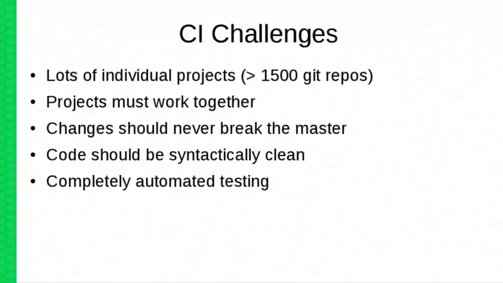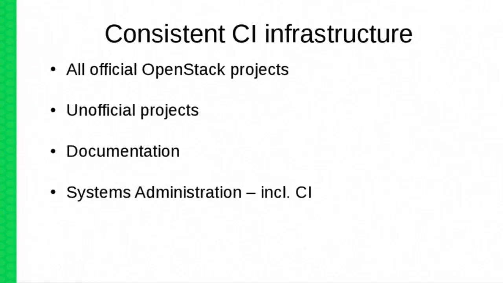A paradigm here is also completely automated testing. Another thing is, with over 1,500 projects, you want to have a consistent infrastructure. You don't want to have one team doing something completely different from the other, and that 1,500 times. It doesn't scale. So you want to have that consistent for all OpenStack projects, for all the code projects, also including a couple of so-called StackForge projects or unofficial projects that are not under the governance of OpenStack, but just use the infrastructure and are related somehow to OpenStack. The same consistent CI infrastructure is also used for documentation and also for system administration, including the CI itself. And I'll explain later how that works for documentation and infrastructure.